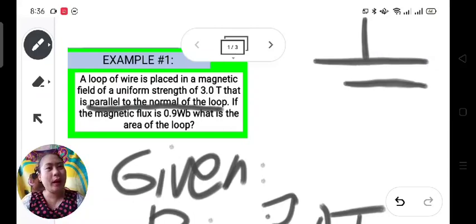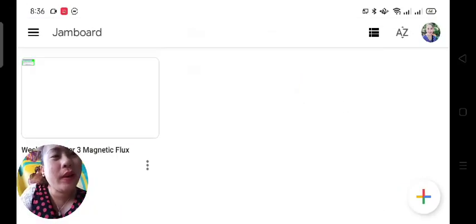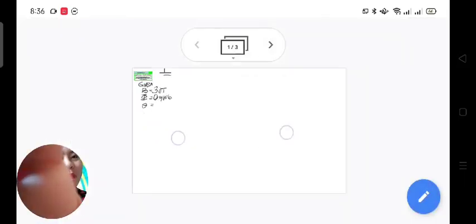Take a look at your protractor. What will be the angle if it is parallel to the loop? It will be equal to ilan? Okay, hanggang 90 degrees lang tayo. It will be equal to what? Okay, in your protractor, we have here, ano ba yung nandito? 180, di ba?